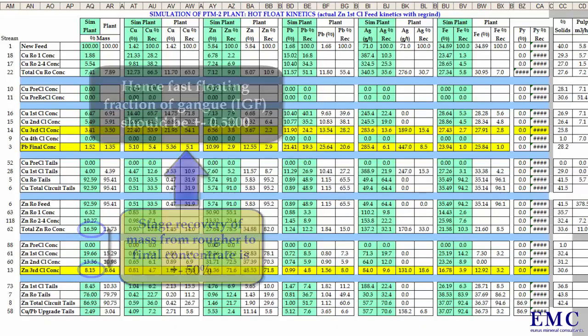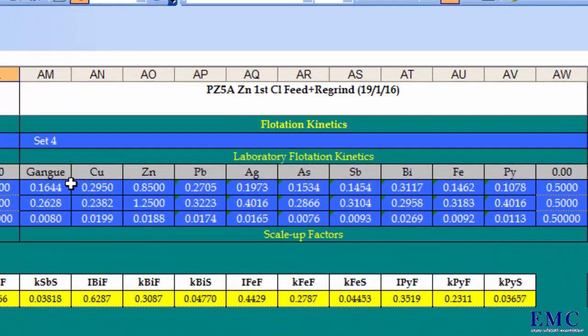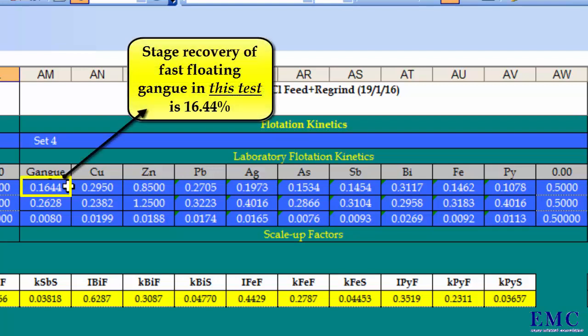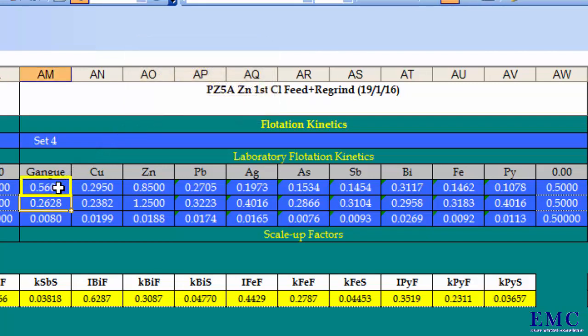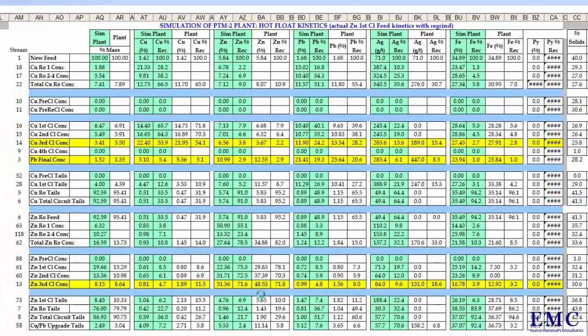If we go back to the kinetics, you see from this test that the fast floating fraction of gangue is 0.16, in other words 16% of the gangue is fast floating, and that is a stage recovery from rougher concentrate in this particular rate test to first cleaner concentrate. That needs to be changed to something like 0.56, and we can leave the fast floating rate of gangue the same and change the slow floating rate to 0.005. Again, let's go back to the simulation and see what that produces.